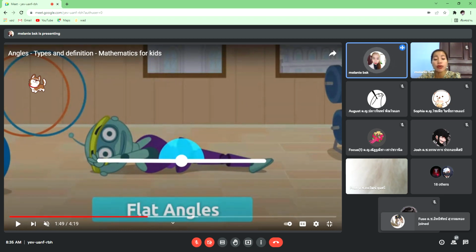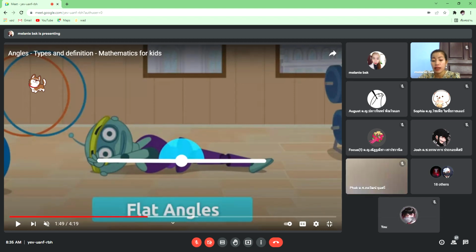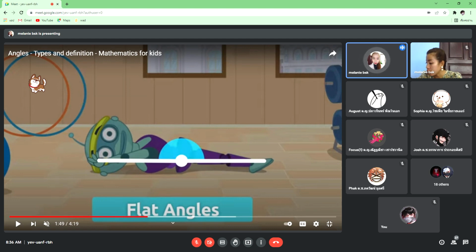Now we're going to have this one, the flat angle. What does it measure? If the right angle measures exactly 90 degrees, how about the flat angle? Anybody? Do not raise your hand, just tell me your nickname. The flat angle looks like a straight line. It measures 180 degrees.